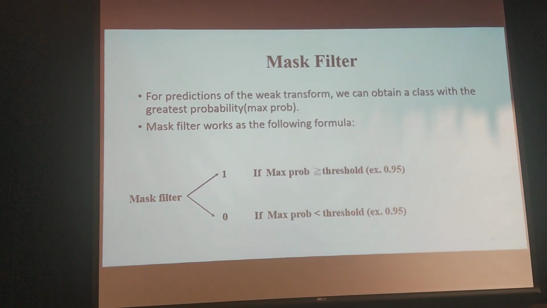For the prediction of the weak transform, we can obtain the class with the greatest probability. If the probability is greater than the threshold, the mask filter will be set to 1, otherwise it is 0. We call the weak predictions which have 1 for the mask filter pseudo labels.